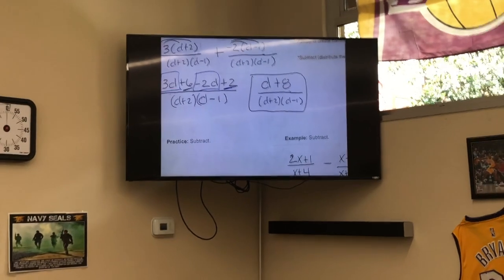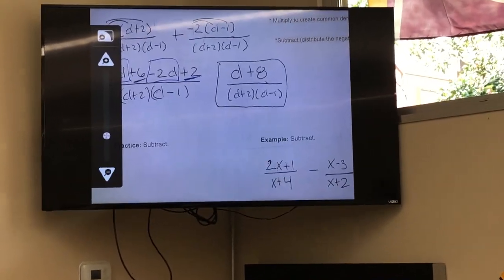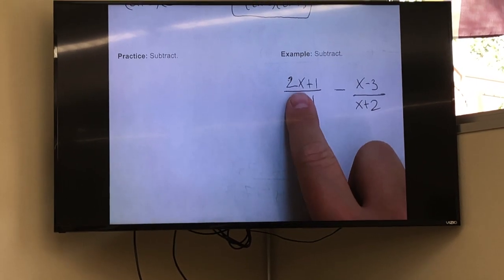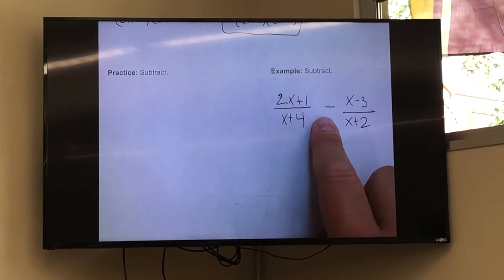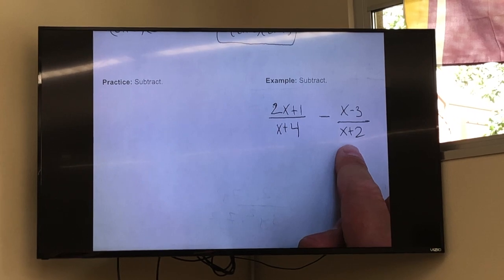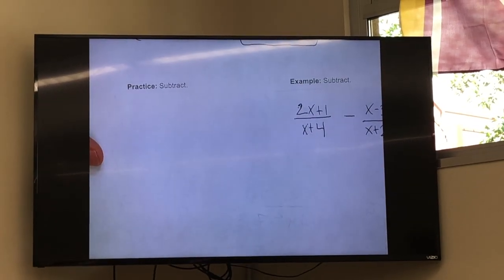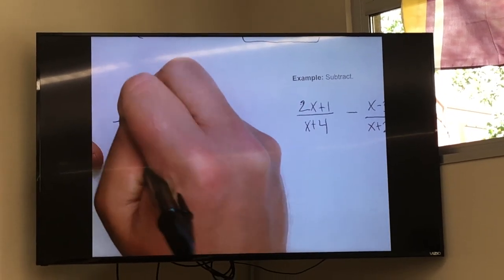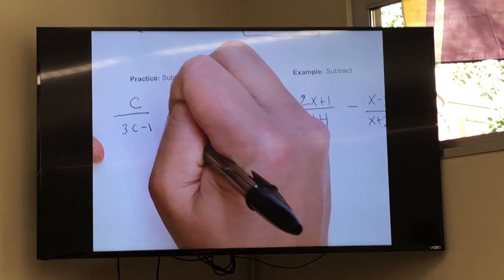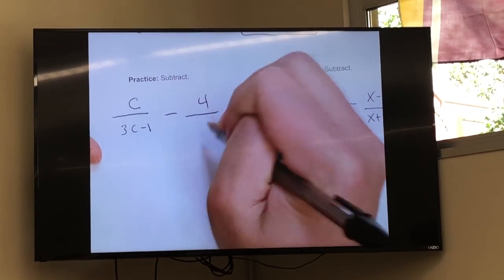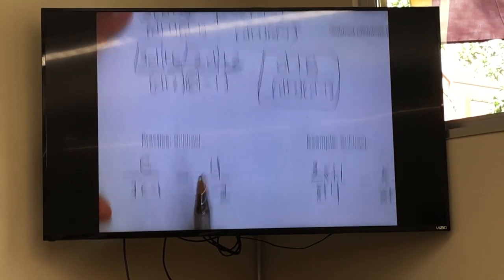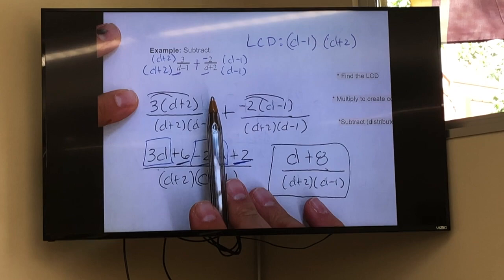Looks good to me. Okay, so for the last example and practice, I'm going to write them both down. So the example here is 2x plus 1 over x plus 4, subtracting an x minus 3 over an x plus 2. And the practice problem that I want you to try first will be c over 3c minus 1, subtracting 4 over c minus 2. Okay? This one here is pretty similar to the one we just did. So go ahead and give that a try right now and pause the video.